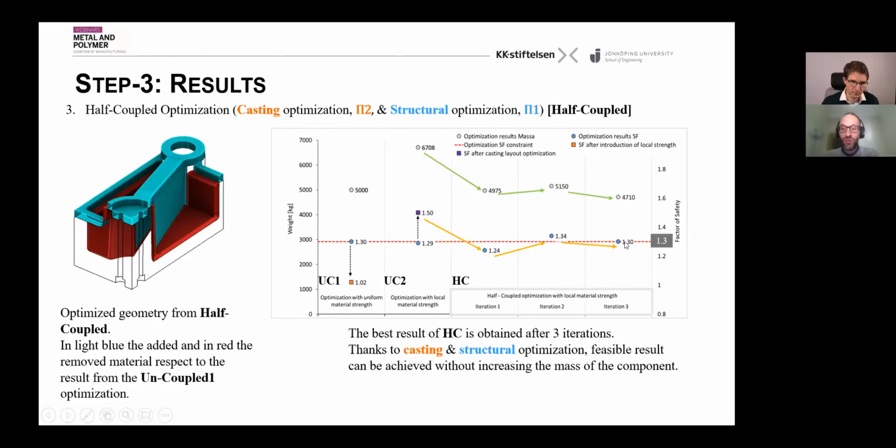So we get 1.3 as we wanted, but the weight of the casting goes down to 4,700 kilos, so less than the one we supposed at the beginning. So we save 300 kilos. And you remember, with 5,000 kilos, the safety factor was much less, 1.02 compared to 1.3.